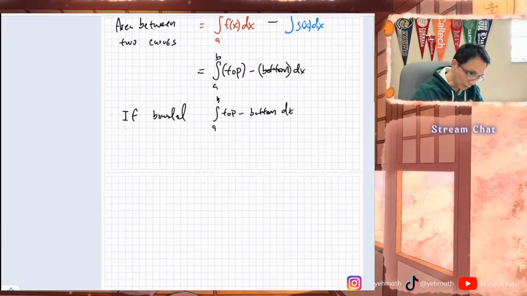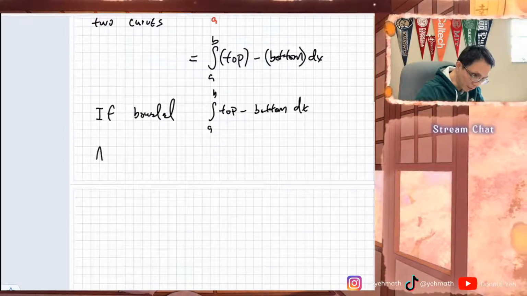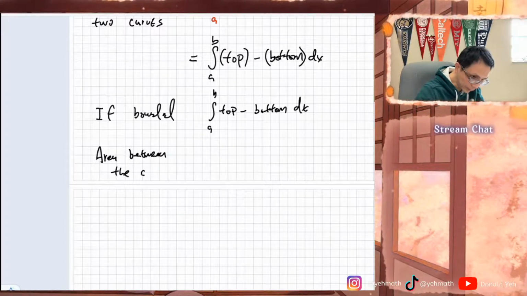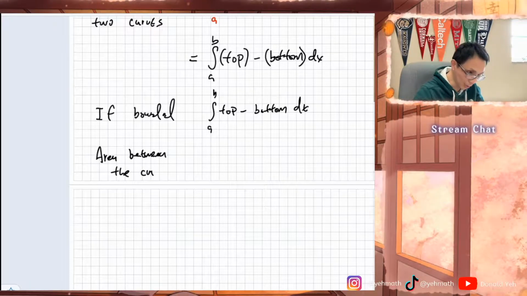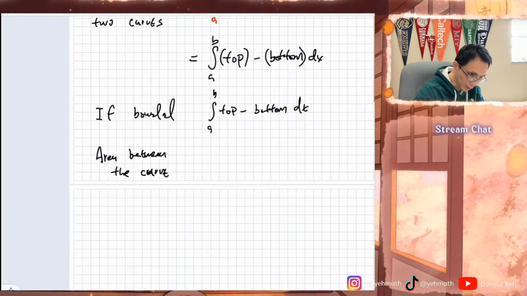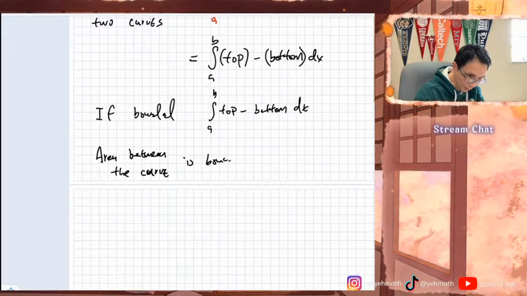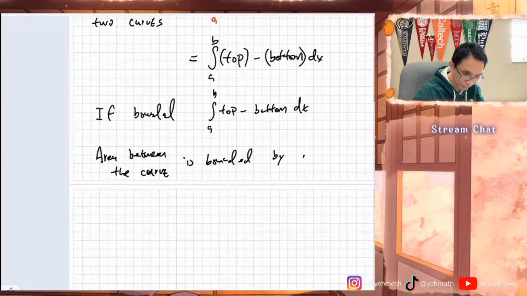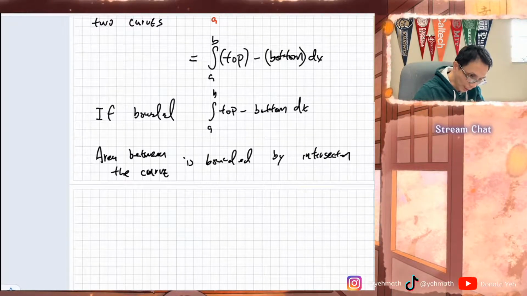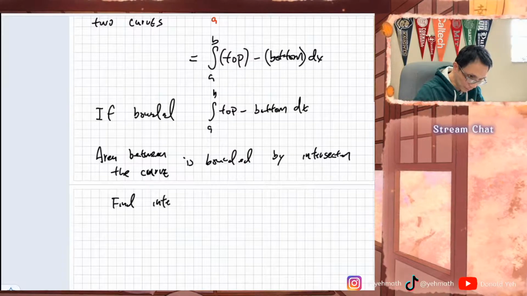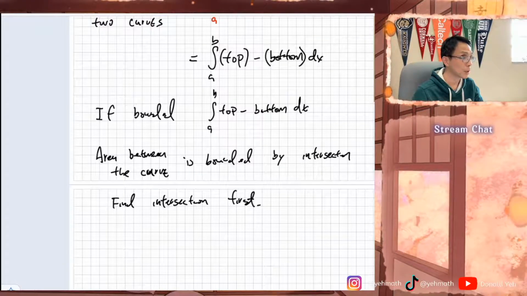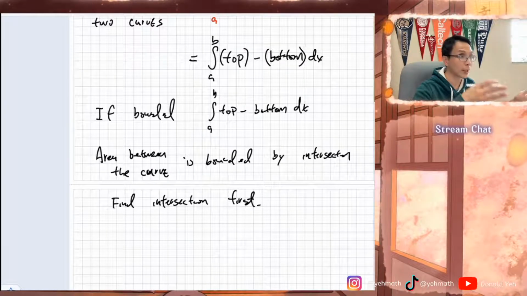If the area between the curves is bounded by the intersections, you have to find the intersection first. Once you find the intersection, then you can say, oh, from this A to this B.